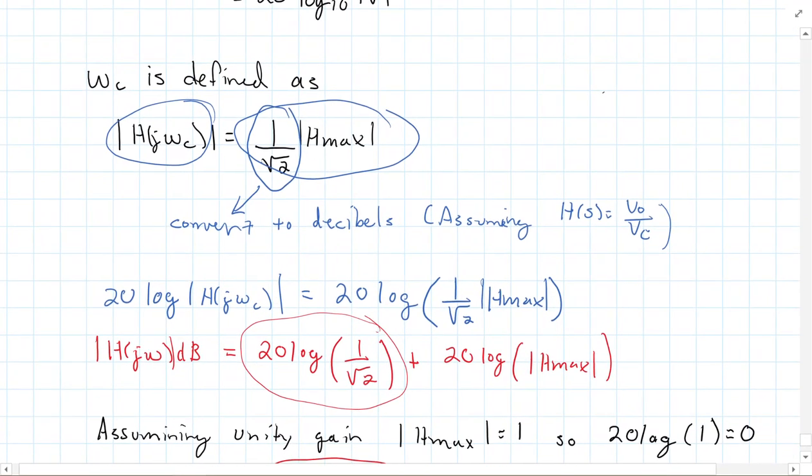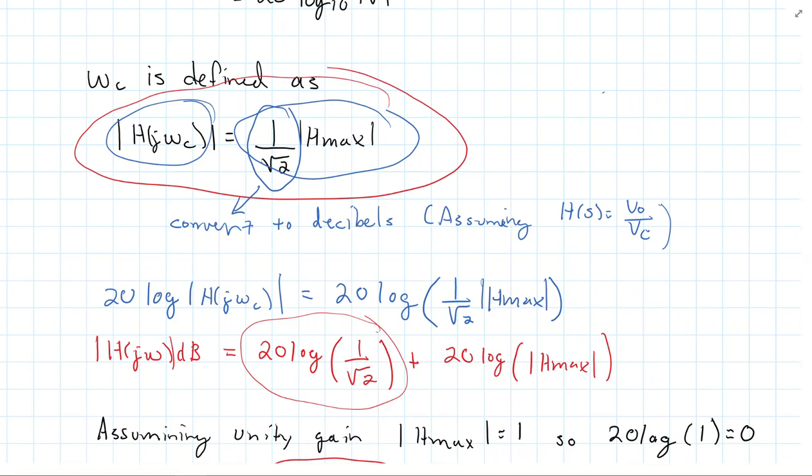We're going to end this video here. We still haven't talked about why the cutoff is defined as H at j omega c being 1 over the square root of 2 of the transfer function, and we're going to come back to that in the next video.